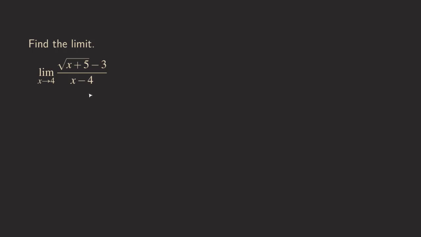Going, let's take a look at this limit today. In this video, we are going to find this limit in 5 different ways. And the first way is what we usually call the conjugate method, which is done by multiplying the numerator and the denominator by the conjugate.